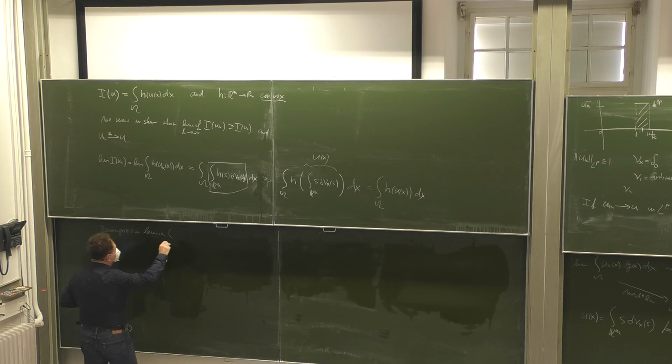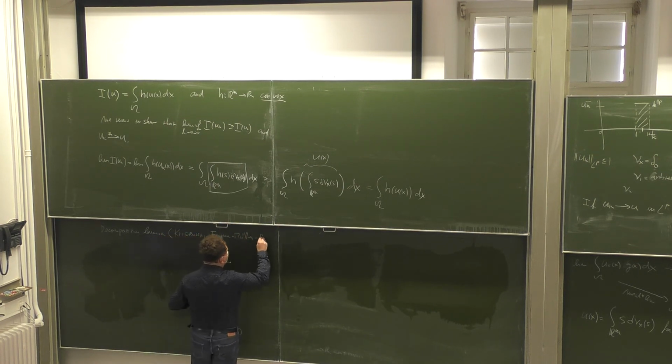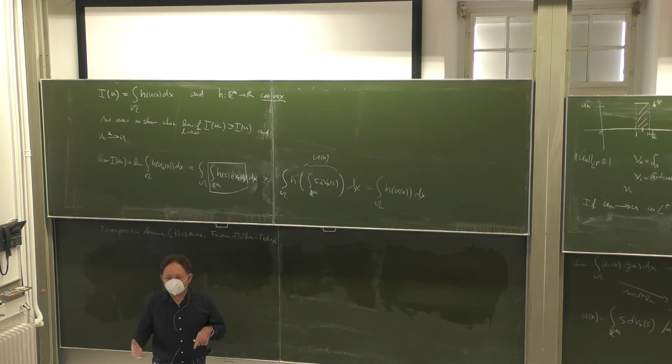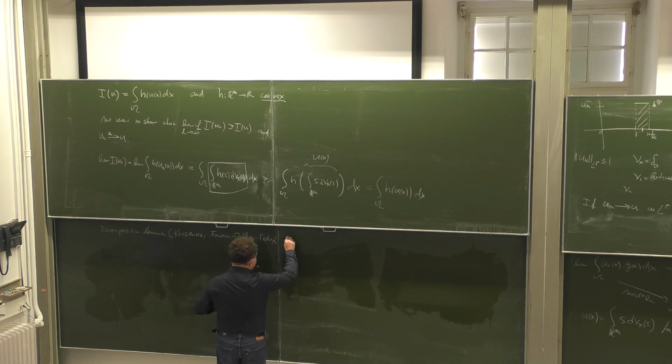There are many people involved, I think it was Christensen, Fonseca, Müller, Pedregal. And you can also find it in the paper by Acerbi and Fusco about lower semi-continuity from the 80s, but you have to kind of find it there. It's not stated as a result, but from what they are doing there, you can already infer this.